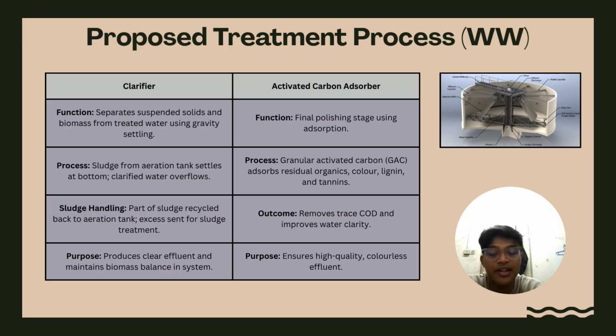Next, the water passes through an activated carbon absorber, which acts as a final polishing step. The granular activated carbon removes remaining organic compounds, color, and trace pollutants such as lignin and tannins through adsorption. Finally, the treated water is directed to the inspection tank, where microorganisms such as coliform are eliminated before discharge.